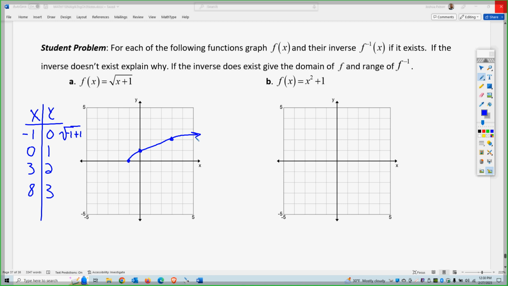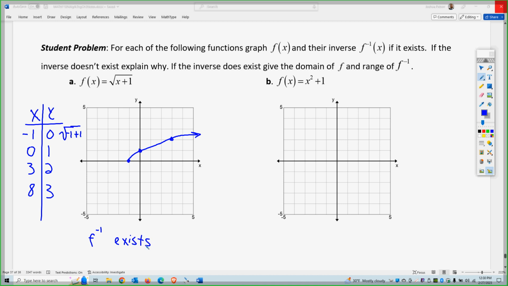So two things. Does it pass the horizontal line test? Yes. Is it one-to-one? Yes. Does the inverse exist? Yes. So the inverse of f exists, right?